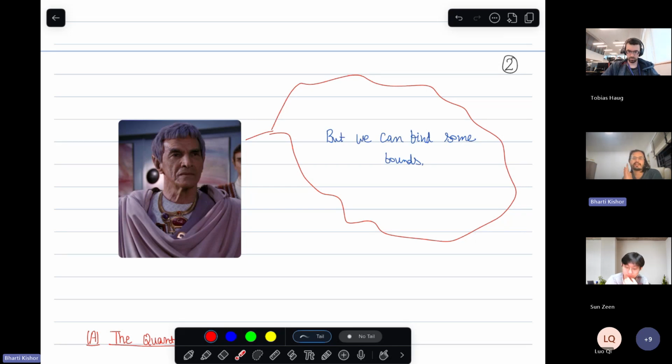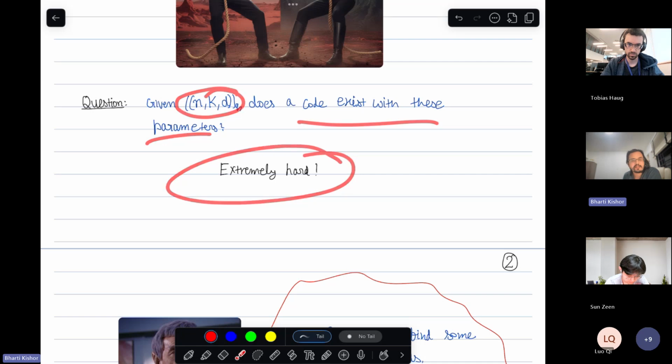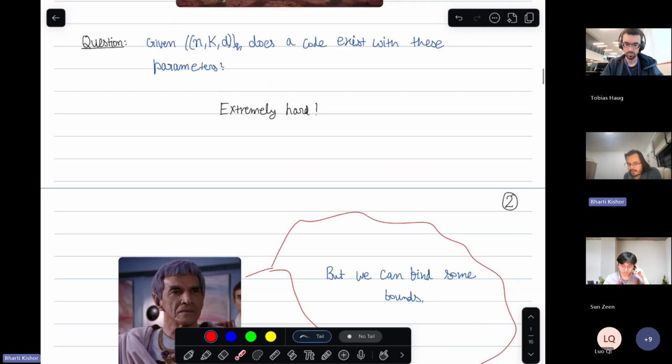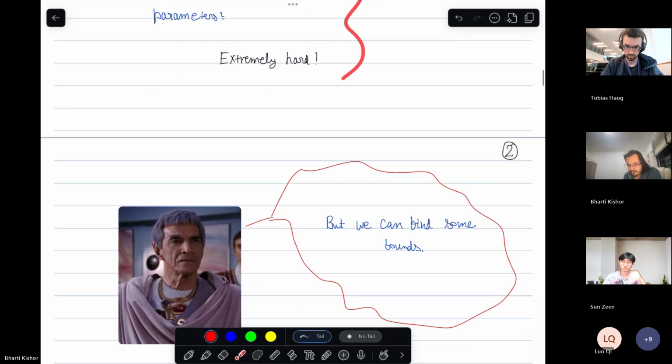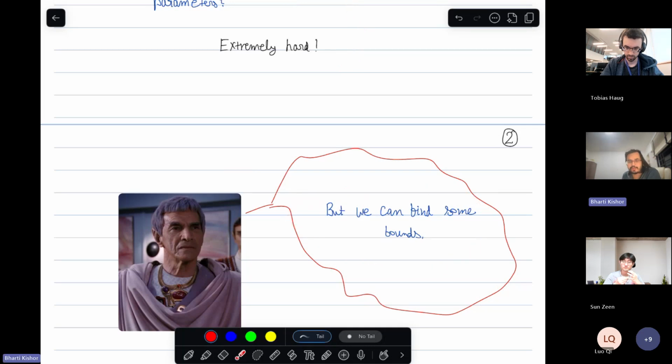I hope everybody understands the question. The question several people are interested in is basically: given some parameters, does a code exist or not, which is hard, and we cannot answer it. So we try to find some bounds. And indeed, we will look at a few bounds and try to make sense of them.